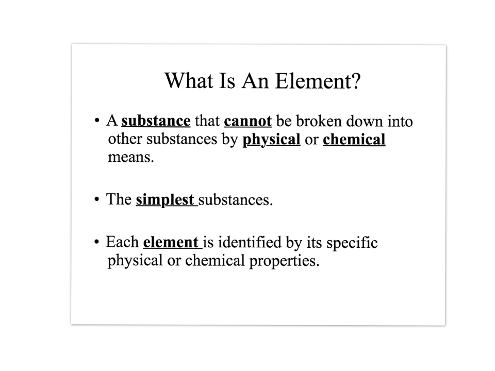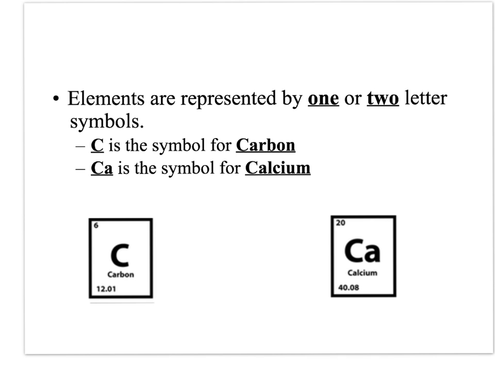So what is an element? An element is a substance that cannot be broken down into other substances by physical or chemical means. It's going to be the simplest substance. Each element is identified by its specific physical or chemical properties. Elements are represented by either one or two letter symbols. C is the symbol for carbon, which is right here. And Ca is the symbol for calcium, which is right here.